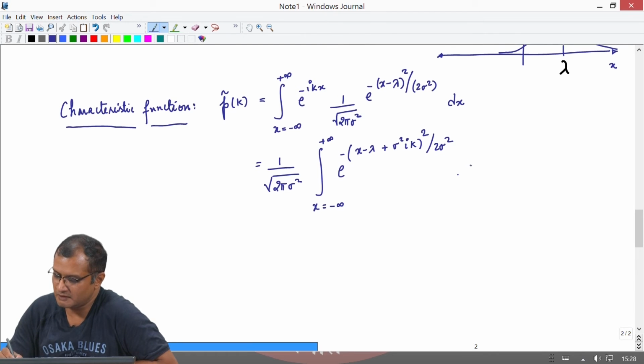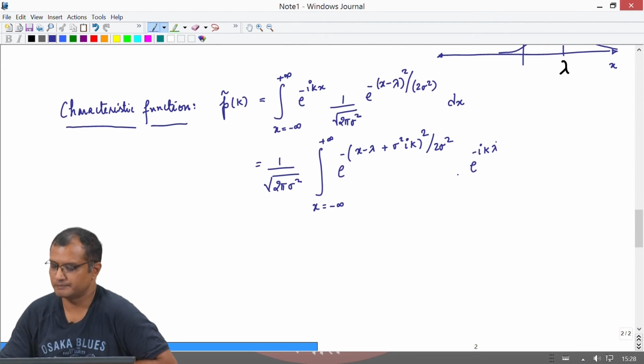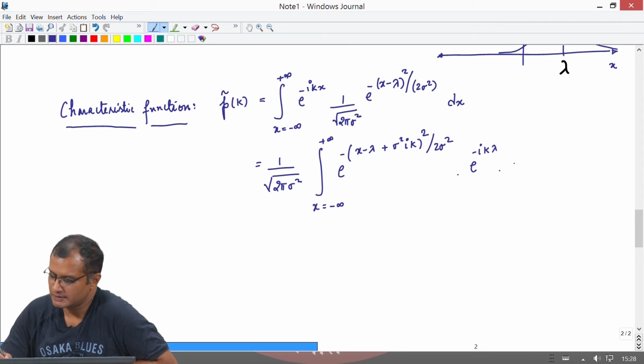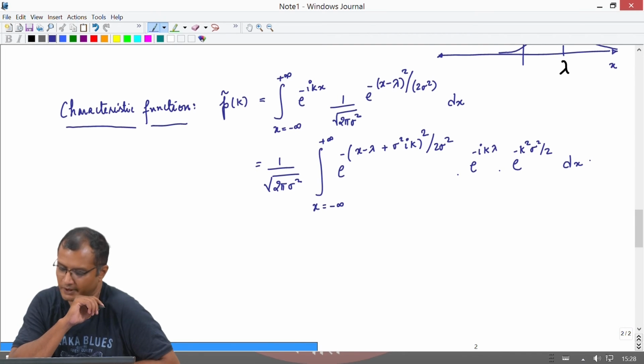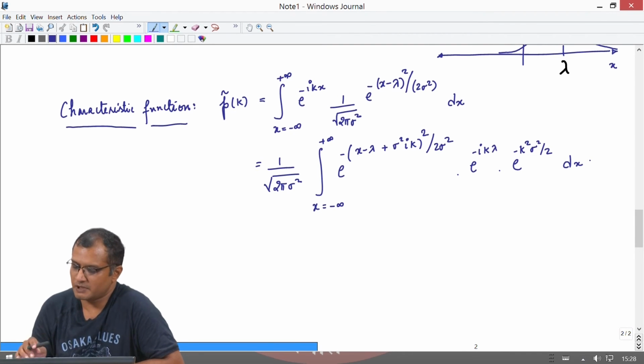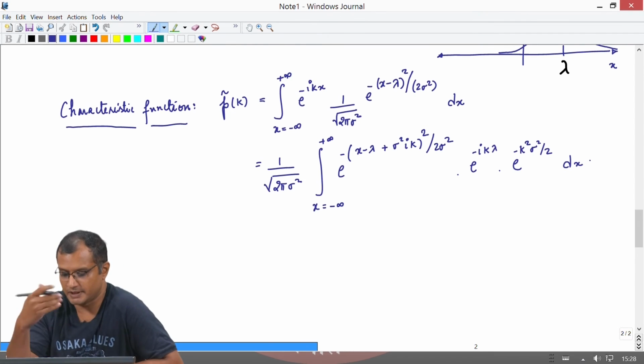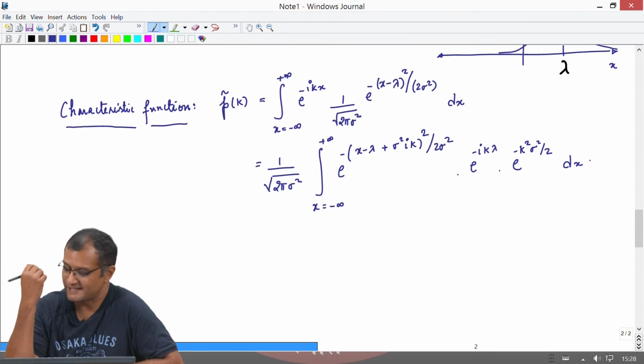So, I need a e to the power minus i k, minus i k lambda into extra k square minus k square sigma square by 2 into dx. Okay. So, if you combine the three exponentials, you get the numerator, the expression written one step above.